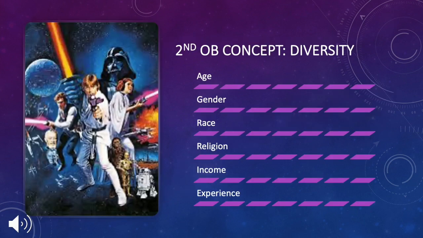The second OB concept that was depicted throughout the movie is diversity among the main characters. They all differed in age, gender, race, religion, income, and experience. There was a big age difference between Obi-Wan Kenobi and the rest of them. He was the eldest member, and he was the only one with plenty of Jedi and Force knowledge.